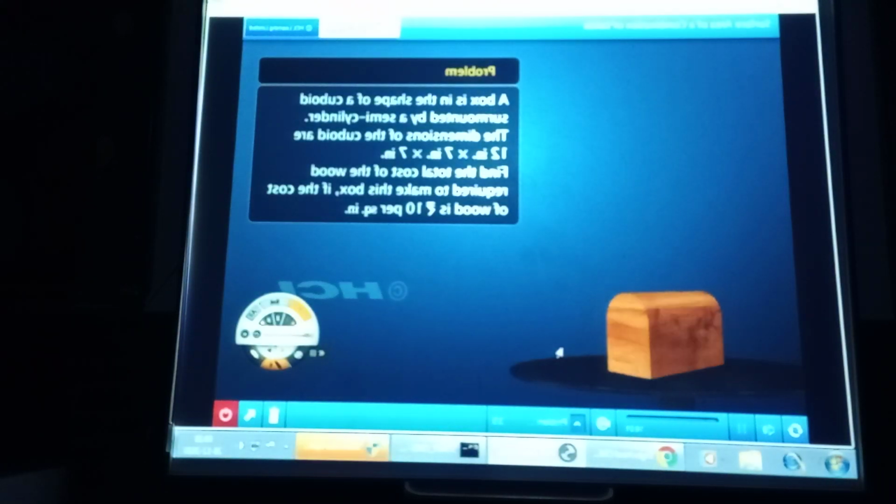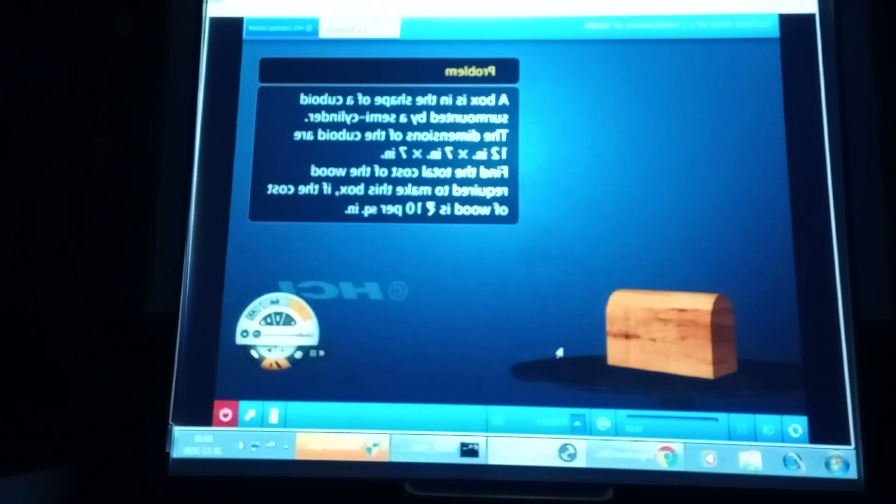A box is in the shape of a cuboid surmounted by a semi-cylinder. The dimensions of the cuboid are given. Find the total cost of the wood required to make this box if the cost of wood is 10 rupees per square inch.